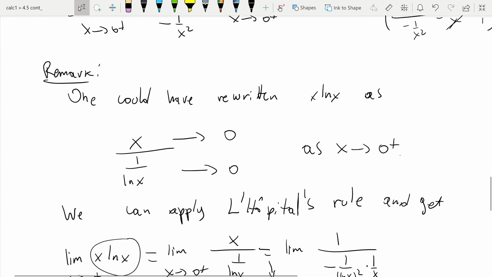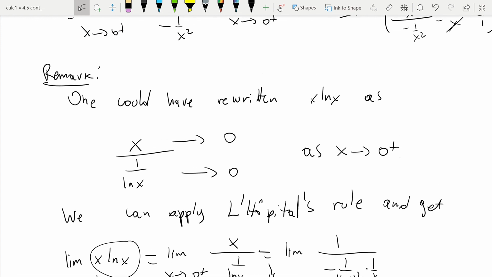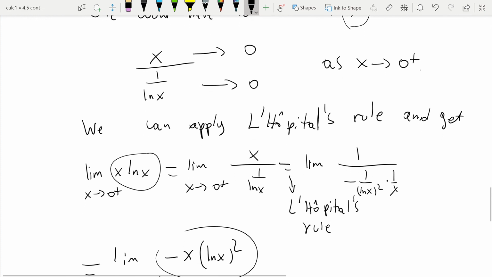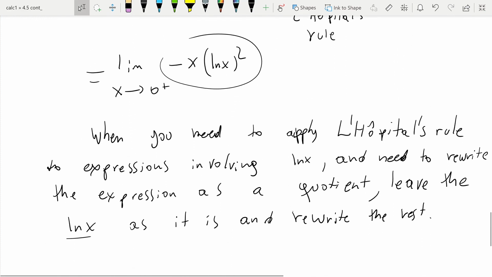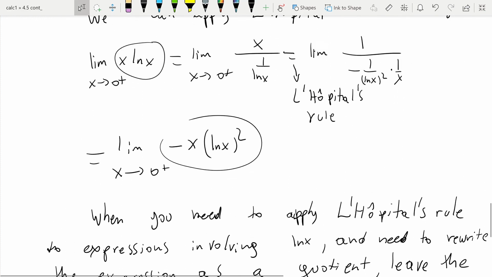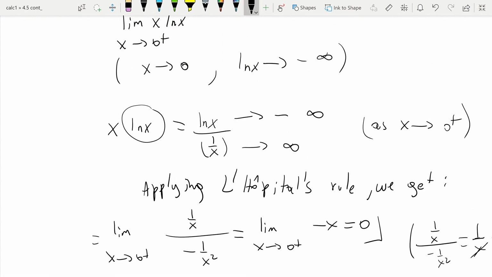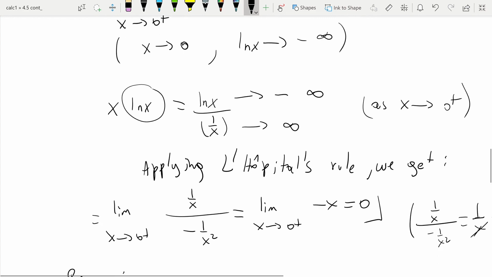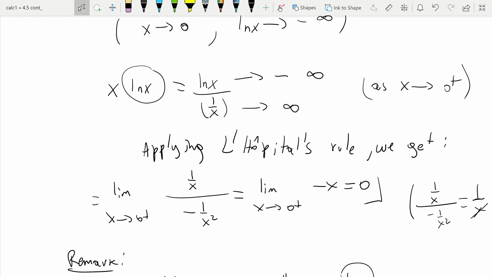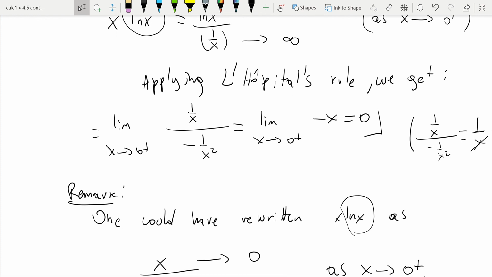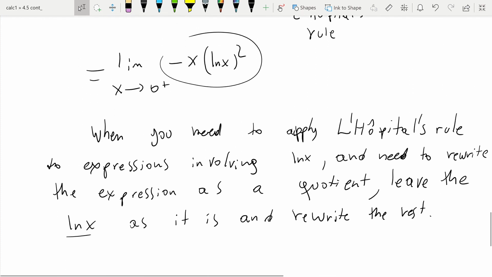If instead we had rewritten the natural log of x as 1 over natural log of x, then we would not get the answer we wanted. So always do as we did in our first try. Natural log of x just remains as natural log of x. Just move the rest around. So x needs to be rewritten; we write x as 1 over 1 over x. Okay, so that's the advice.